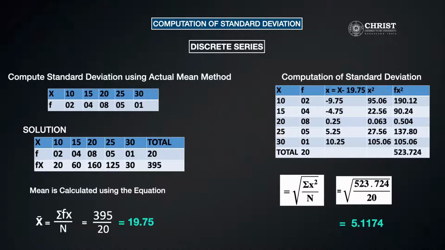Then take the X squared values and fX squared values, so we can substitute the value. The fX squared total is 523.724 divided by 20. So you are getting 5.1174.